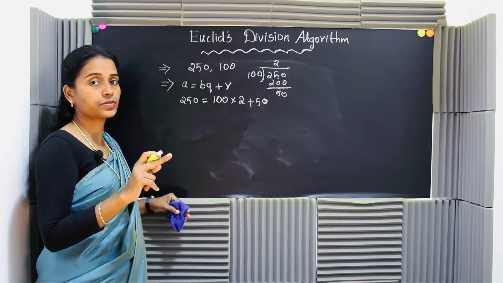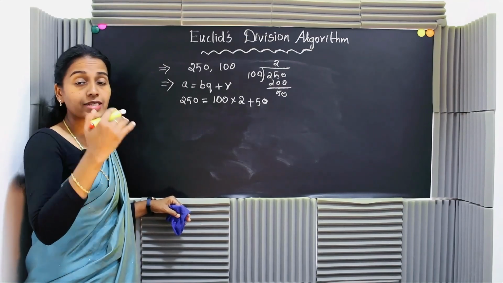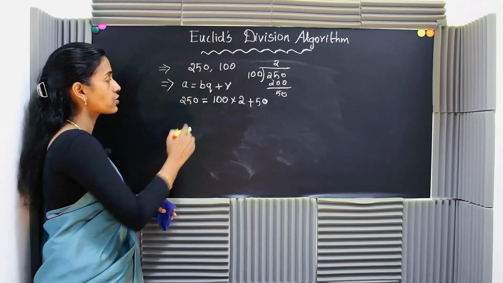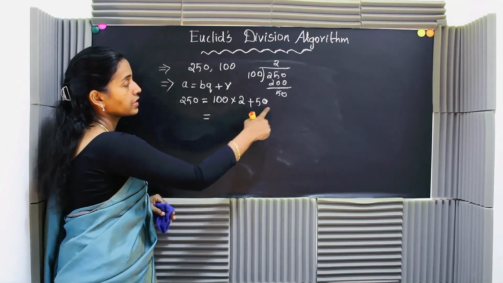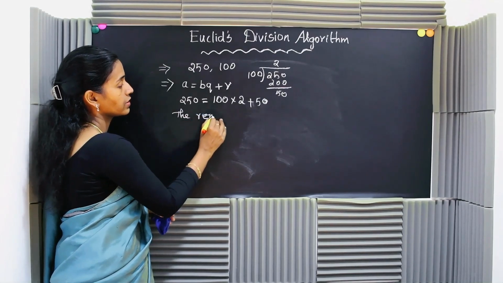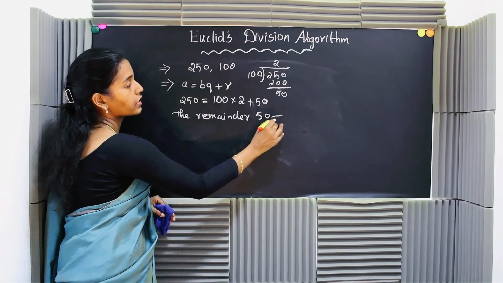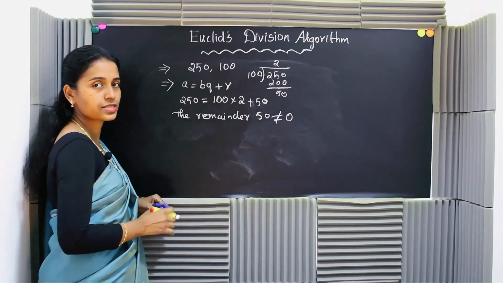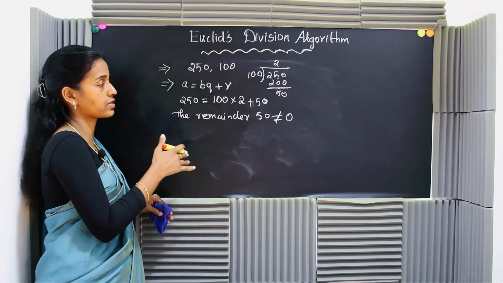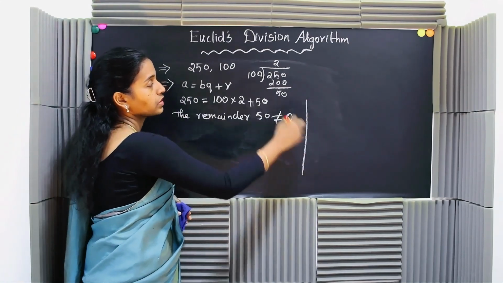In the concept, what did I say? The process will get repeated until the remainder becomes 0, right? So, here the remainder is 50. The remainder is 50. It's not equal to 0, right? This is not equal to 0. So, we have to continue the process. In the next step, what do you have to do?